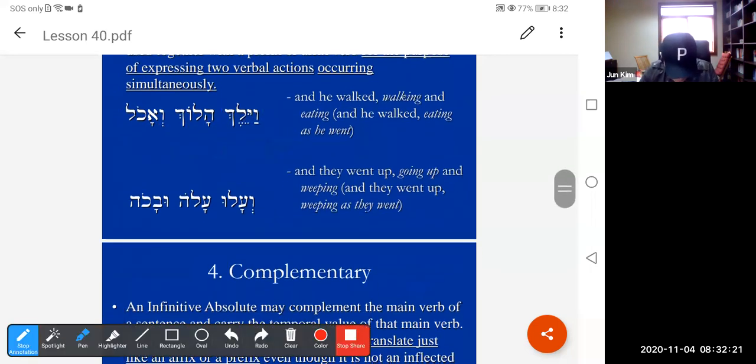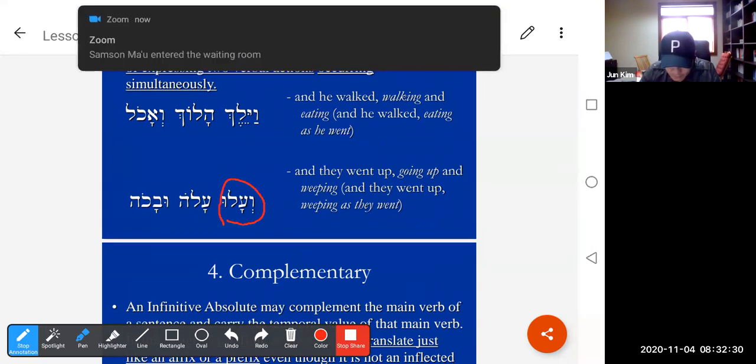Here, another usage is... and this one is what? What form is this?